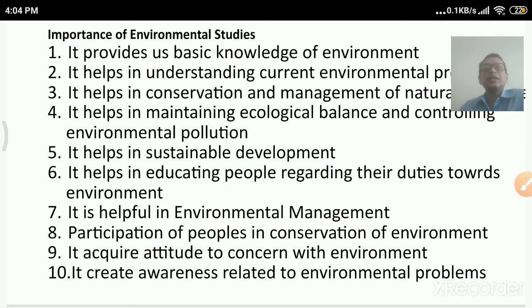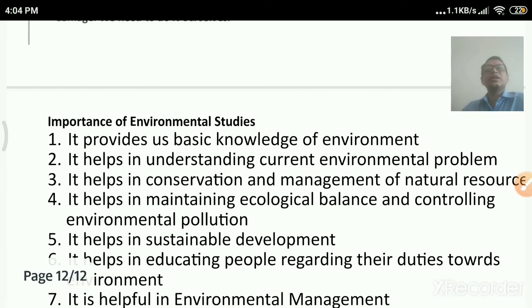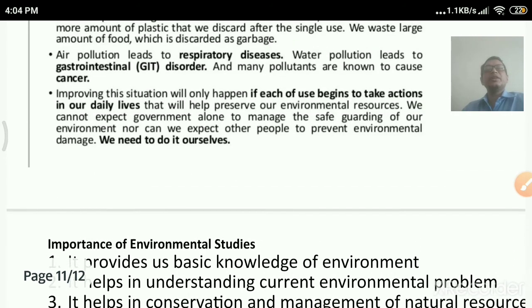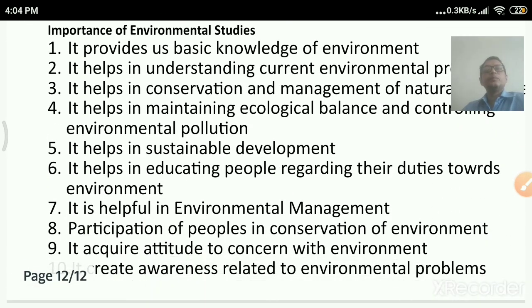And lastly, it creates awareness related to environmental problems, such as uneven rainfall, massive use of fertilizers and massive use of pesticides. When these residues remain inside the soil for several years, they will definitely deteriorate the quality of the soil. So this is in brief about the scope and importance of environmental studies. In the next lecture, we will discuss the important natural resources and their classification.